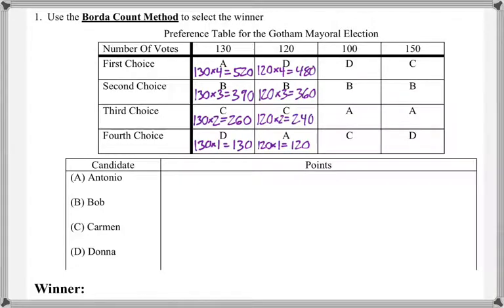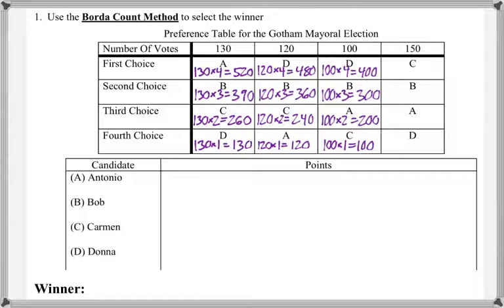In the third column, 100 times 1 is 100. 100 times 2 is 200. 100 times 3 is 300. And 100 times 4 is 400.